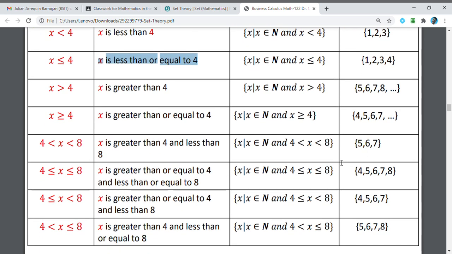Now, let's go to this. Okay. We have the word description: x is greater than or equal to 4 and less than 8. In set builder notation, this would be read as the set of all x such that x is a natural number greater than or equal to 4 and less than 8. Okay, so getting the roster method of this, we have 4, 5, 6, and 7.